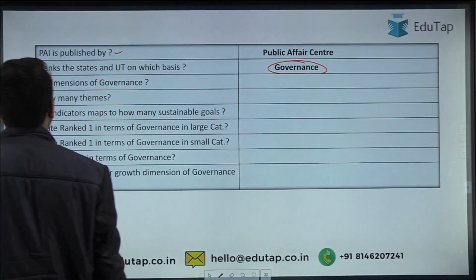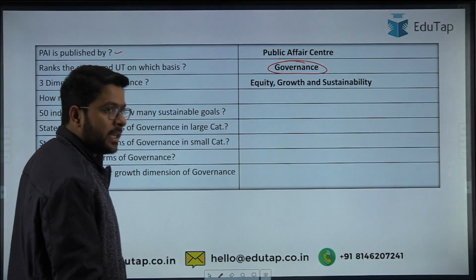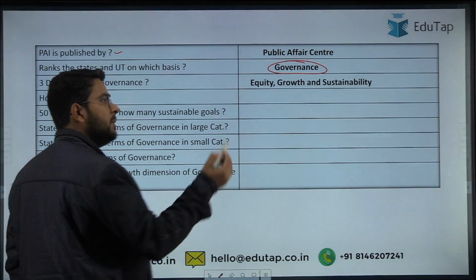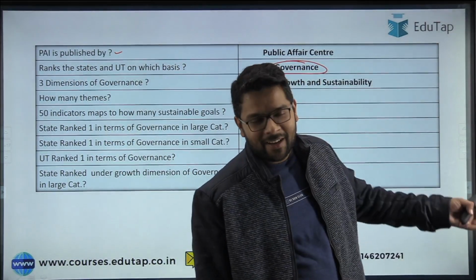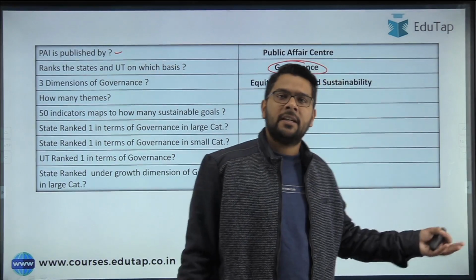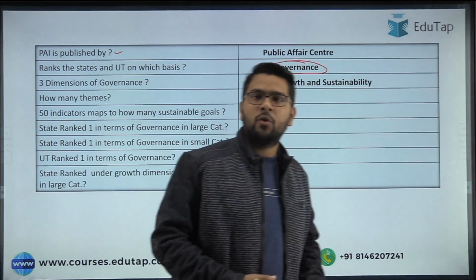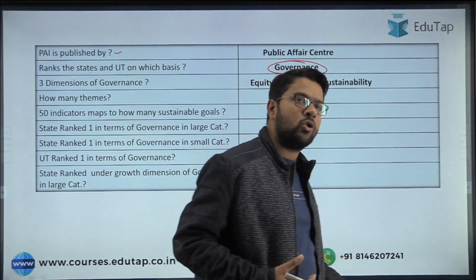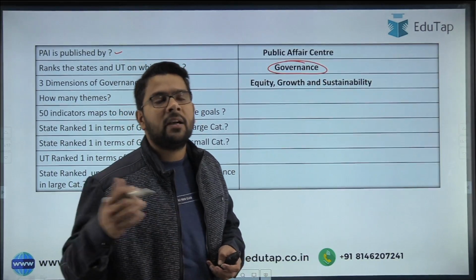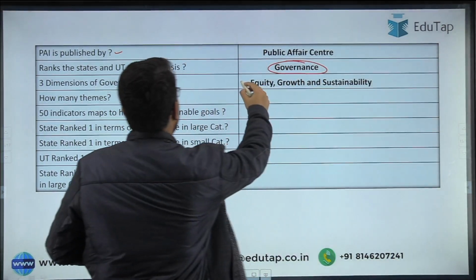Now moving on to question number 3, that is the dimensions. The 3 dimensions of governance are equity, growth, and sustainability. Equity means equality in terms of economy, social equality, and gender equality. Then growth: how the state is performing in terms of growth, keeping in mind India's growth perspective. And sustainability: how the state is accessing the resources, keeping in mind their impact on the environment, economy, and humankind. So these are the 3 pillars.